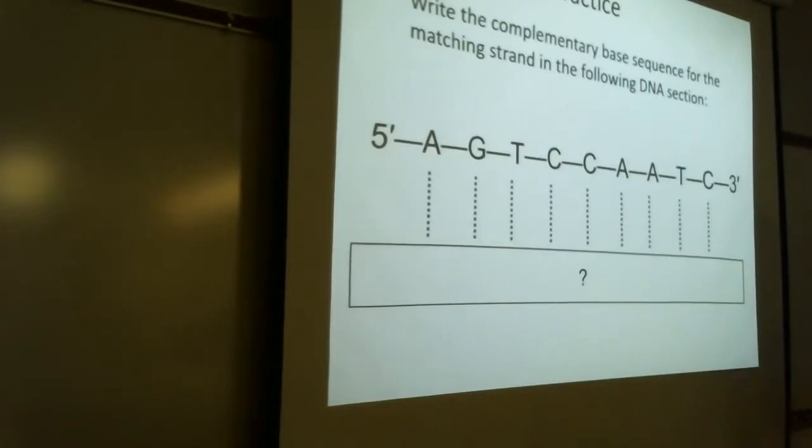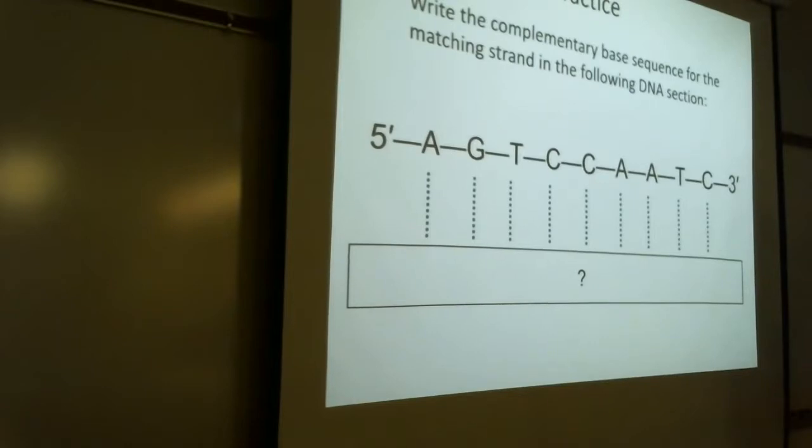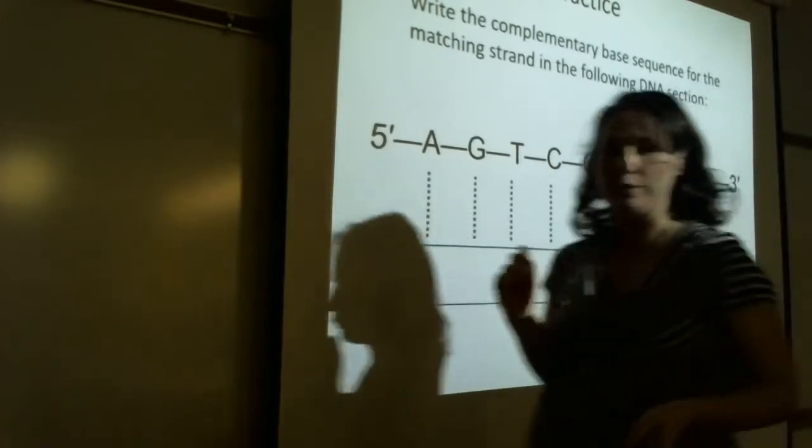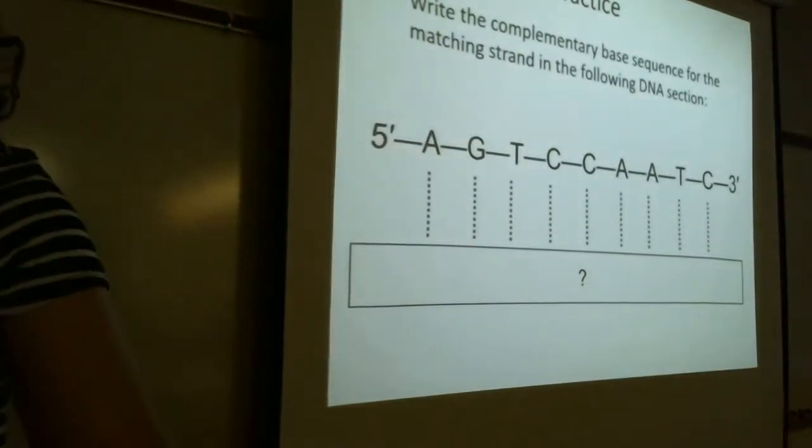So why don't you give me the complementary sequence? If this is the strand on one side, you give me the other strand, and then label which is the 5' end and which is the 3' end.